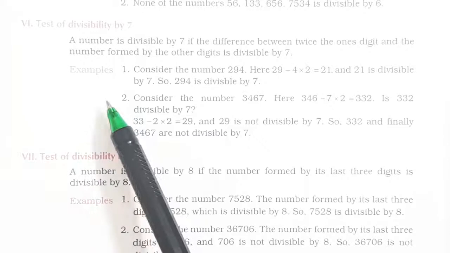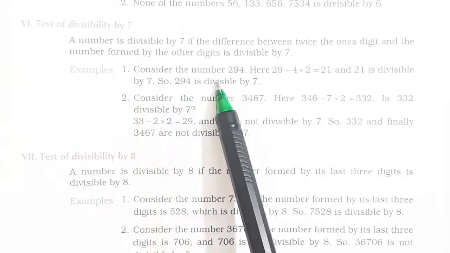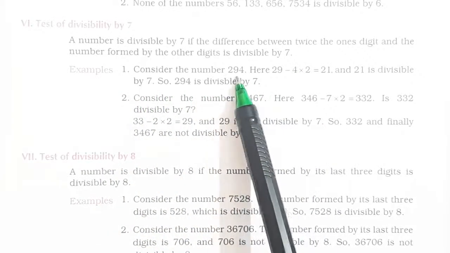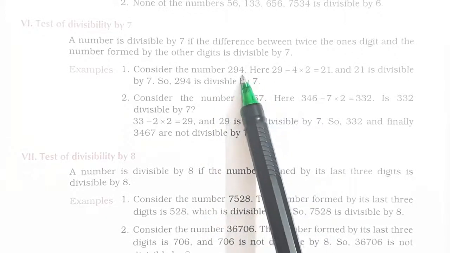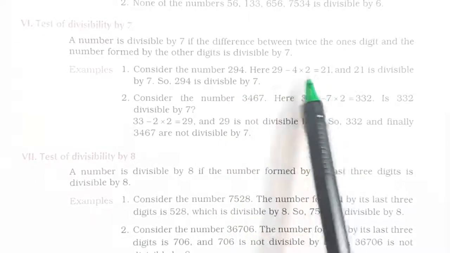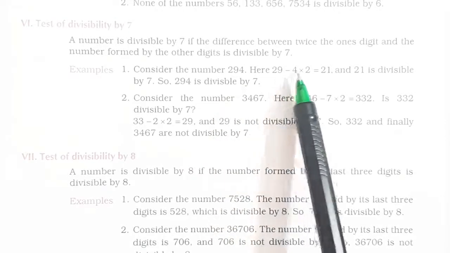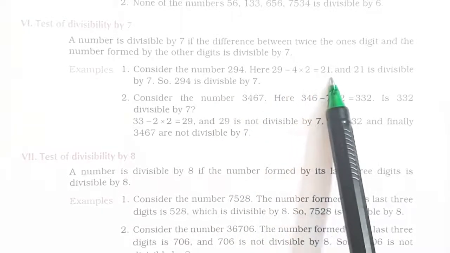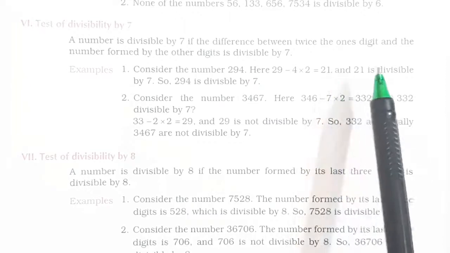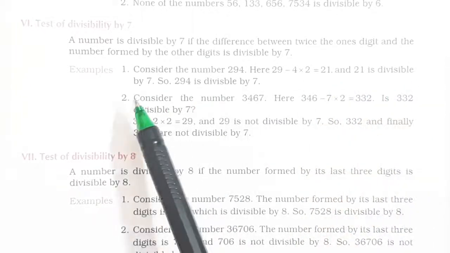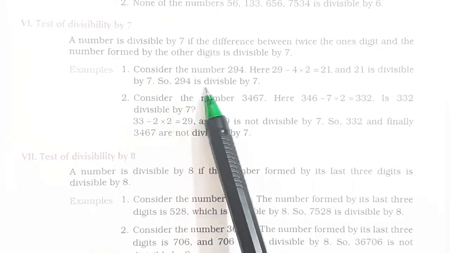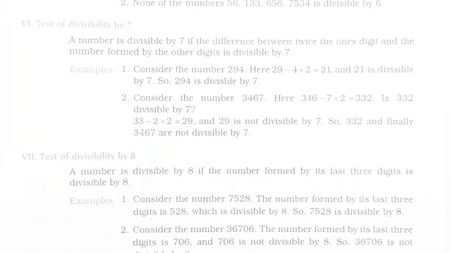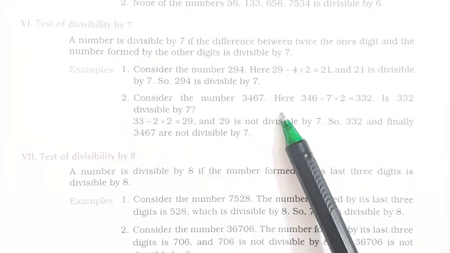For example, consider the number 294. Now here, multiply the last digit by 2. That is 4 multiplied by 2. So 29 minus 4 2s are 8. Answer is 21. Now 21 is divisible by 7. So 294 is divisible by 7. Now let us consider one more example here.